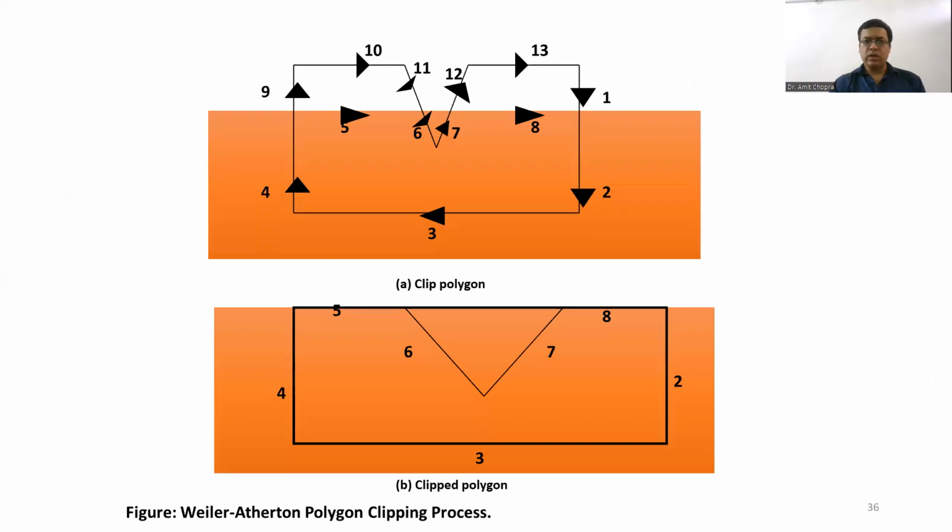Now this is the scenario. Now we have a polygon. After clipping, we got the vertices like 5, 6, 7, 8, 4, 3, 2.